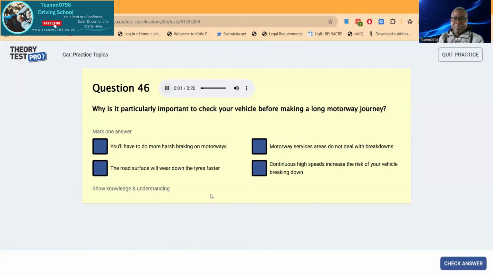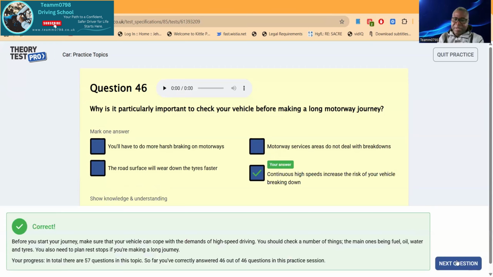Why is it particularly important to check your vehicle before making a long motorway journey? You'll have to do more harsh braking on motorways. Motorway services areas do not deal with breakdowns. The road surface will wear down the tires faster. Continuous high speeds increase the risk of your vehicle breaking down. That's the correct answer. All the other answers are not correct. Okay, you're going to read the explanation to help you understand the reason why we chose this particular one.